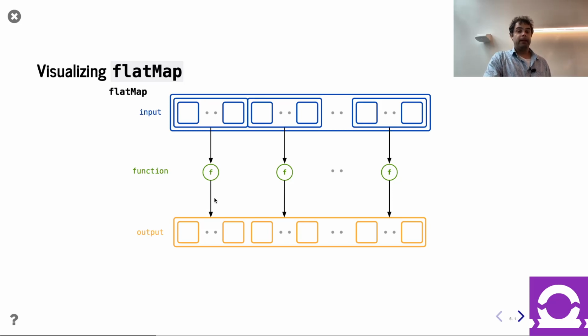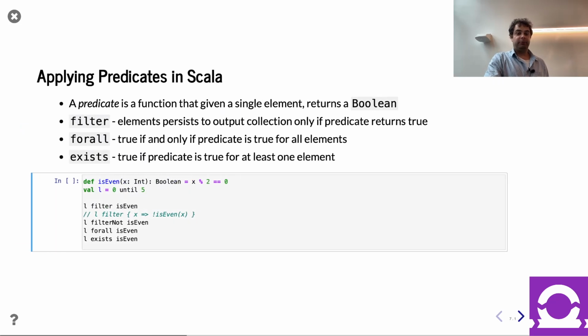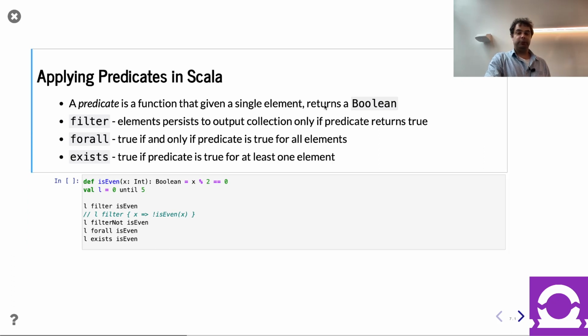Cool. Now, if we go on to the filter concept, to do that, we're going to need something called a predicate. So a predicate is basically just a function that's given a single argument, gives you a Boolean, right? True or false. And so you can imagine, yeah, you can do filter.